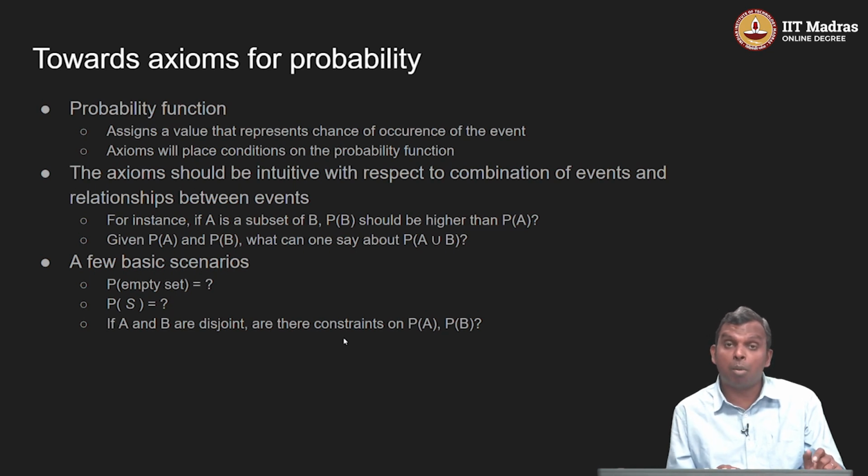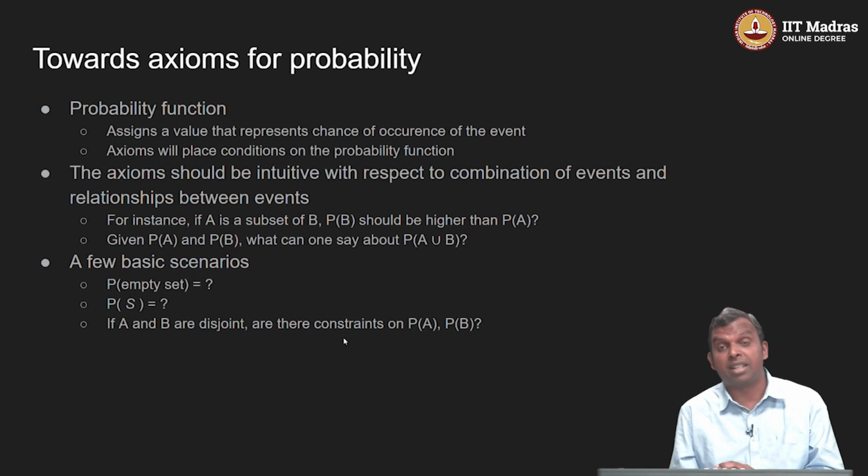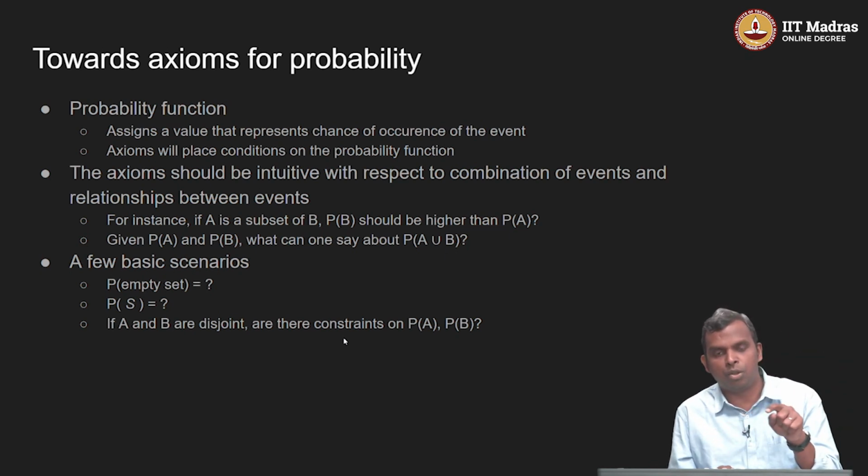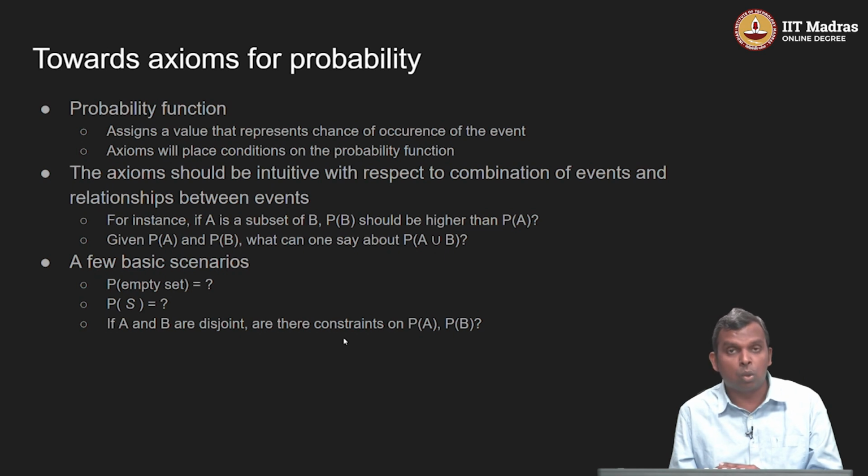What's going to be the probability of the empty set in any probability function? What should be the probability of the empty set? We know the empty set is an event. So what probability should be assigned to the empty set? Similarly, what probability should be assigned to the entire sample space? You know the entire sample space together is an event. It's a valid event. So what probability should you assign to that?